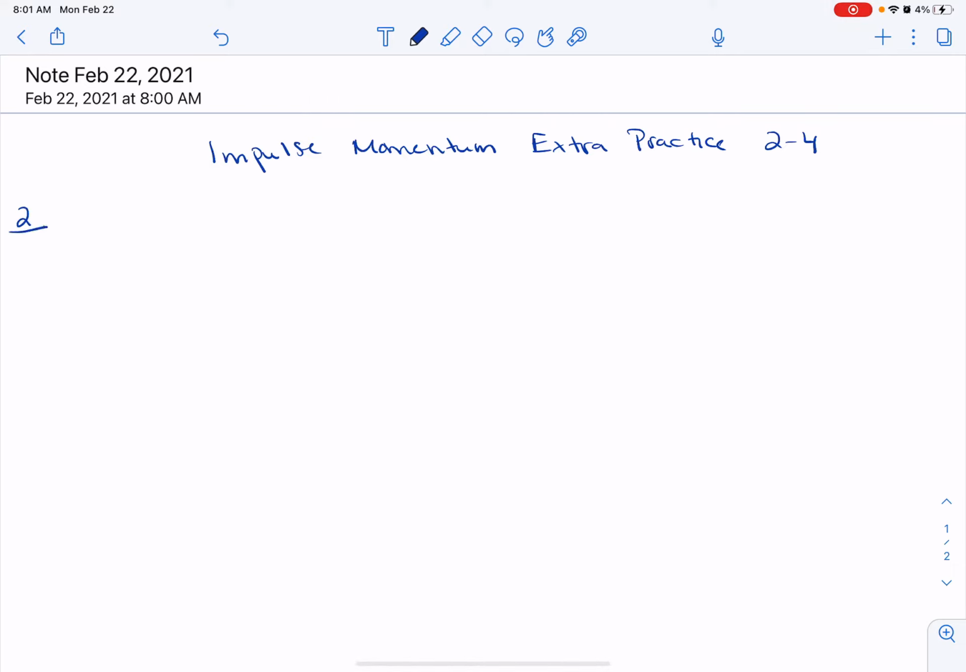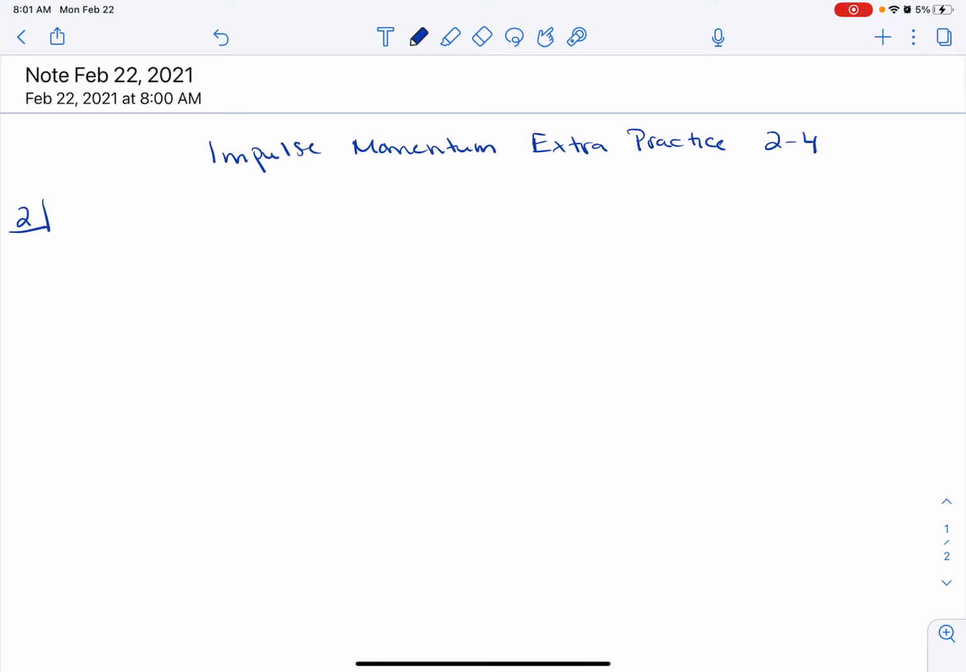So we're going to start with number 2. Problem number 2 says, in a ballistic test at a police department, Officer John fires a 0.006 kilogram bullet at 350 meters per second into a container that stops it in 0.0018 seconds. What is the average force that stops the bullet?